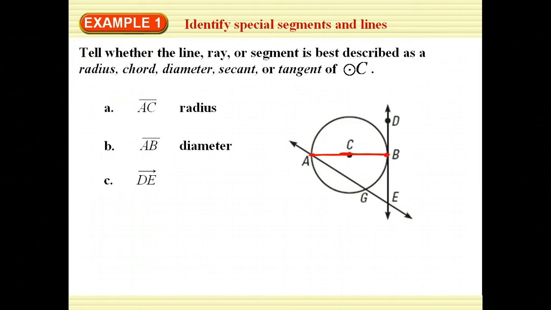Ray DE. Starting at D, continuing on through E, only hits the circle in 1 place, so we would call that a tangent ray. Line AE. This entire line, going on forever, crosses the circle in 2 places, 2 different points, so we call that a secant.